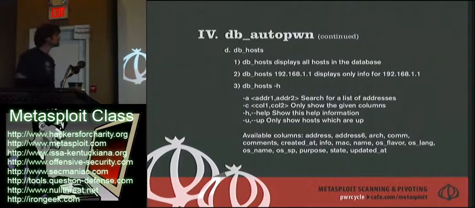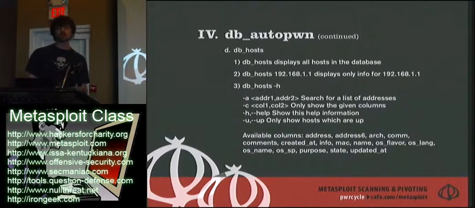And then down at the bottom it says available columns. That is all the different information that it's basically pulling from nmap and then telling you, so that you can sort. If you've done a scan and didn't know which ones were Windows boxes or which ones were Linux, you can sort your database right here by just saying -c and then specifying the column, lots of different stuff.